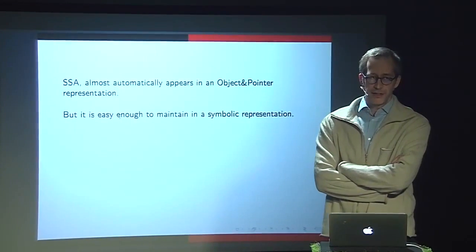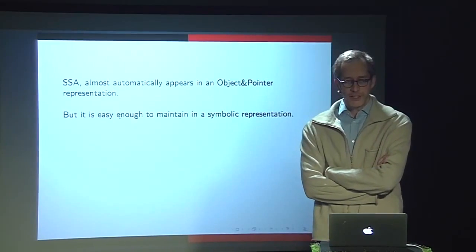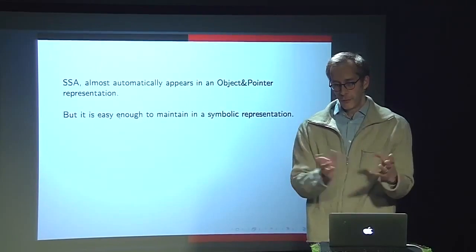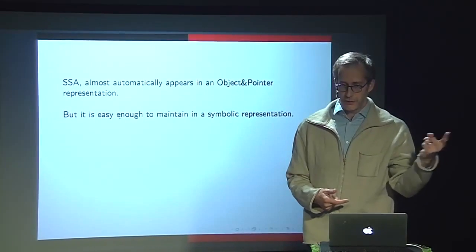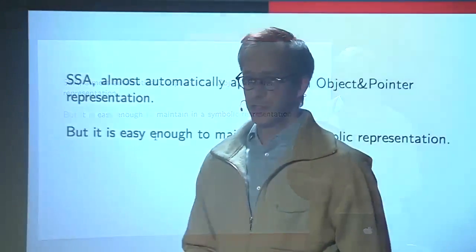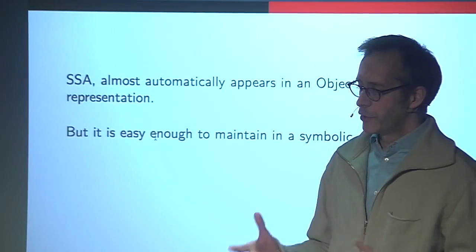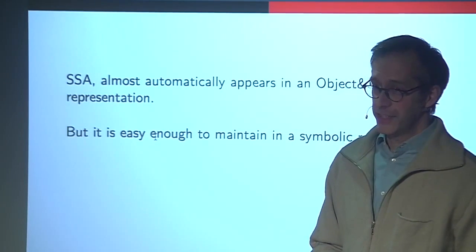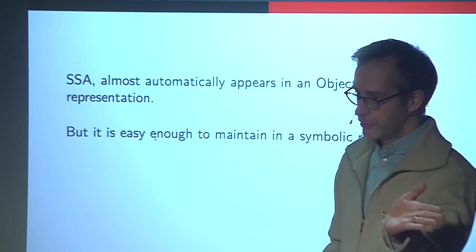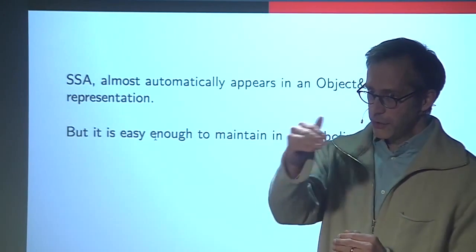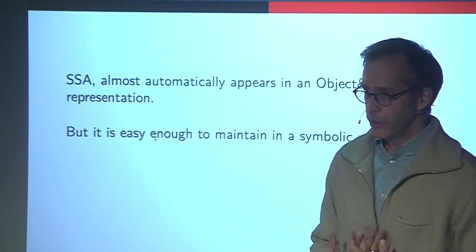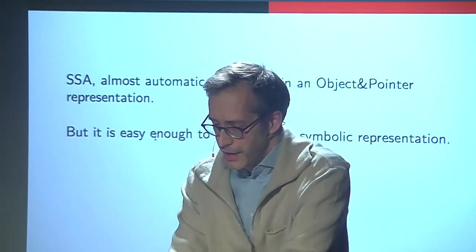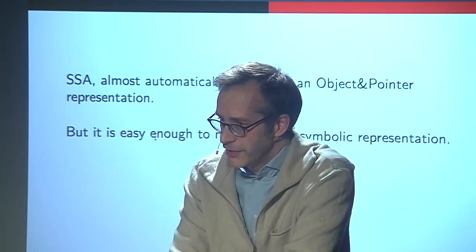And I think it appeared because it sort of automatically appears when you create an object pointer representation of the source code, because it's always nice to reuse a pointer to this source. So by the construction of that object pointer structure, you almost get a single static assignment, which means that you follow the pointer, you get to the source. You don't have a chain of assignments on the way that you can have in a symbolic representation. But it's easy enough to maintain an SSA form in a symbolic representation. You just have to be a little bit careful.